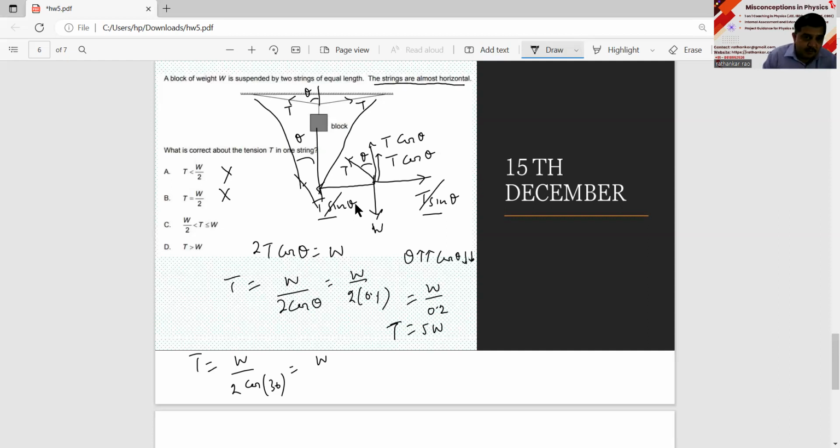When you say strings are almost horizontal, then which could be the right one? You cannot have the horizontal condition at 30 degrees, right? You can have it only here. So D is the right answer.